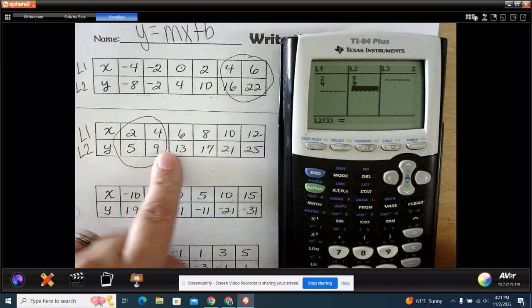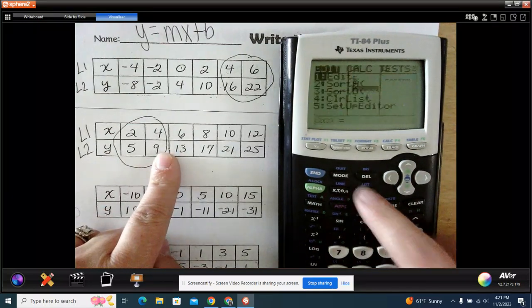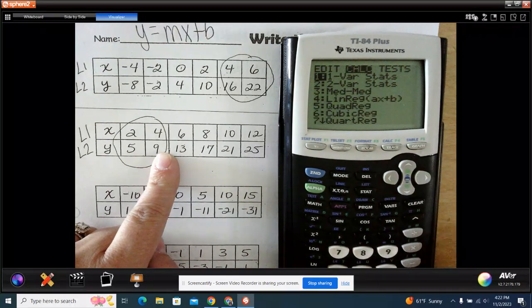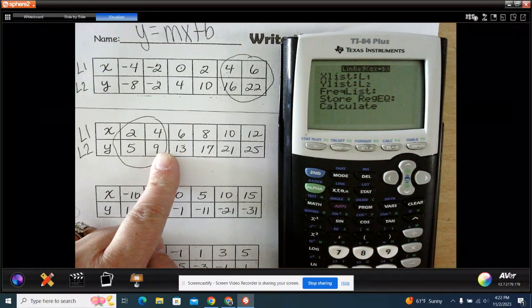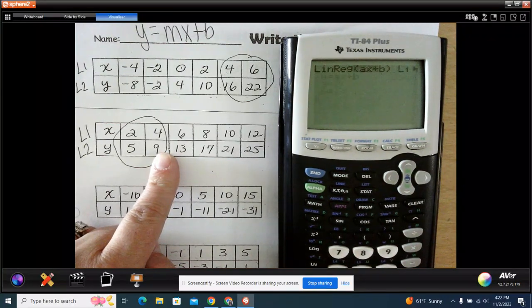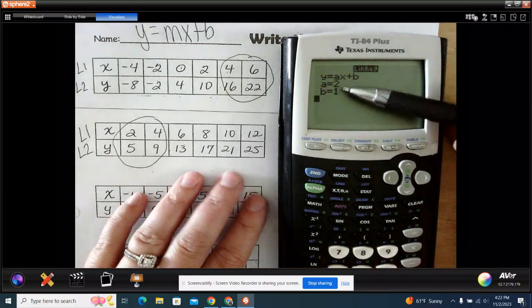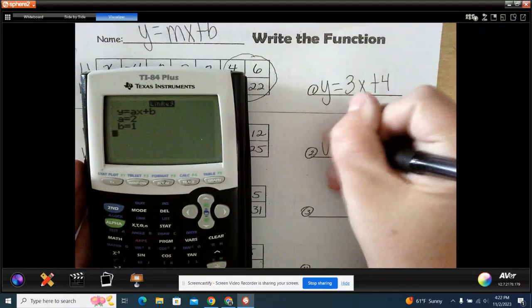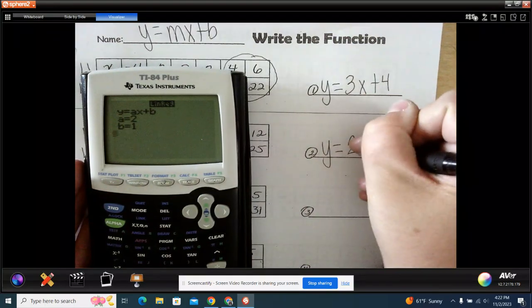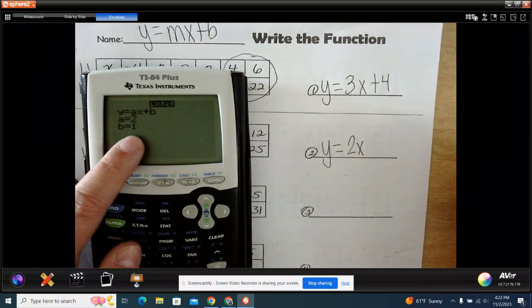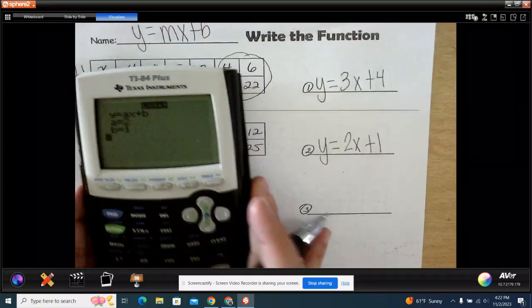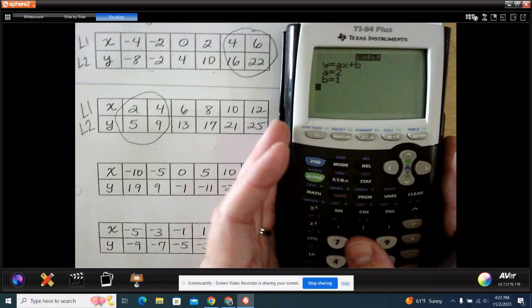And then from here, we're going to hit stat, arrow over to calc, and then hit number 4, and then press enter. This time we have 2 and 1. So we have y equals 2x, and then the 1 is going to be plus 1.